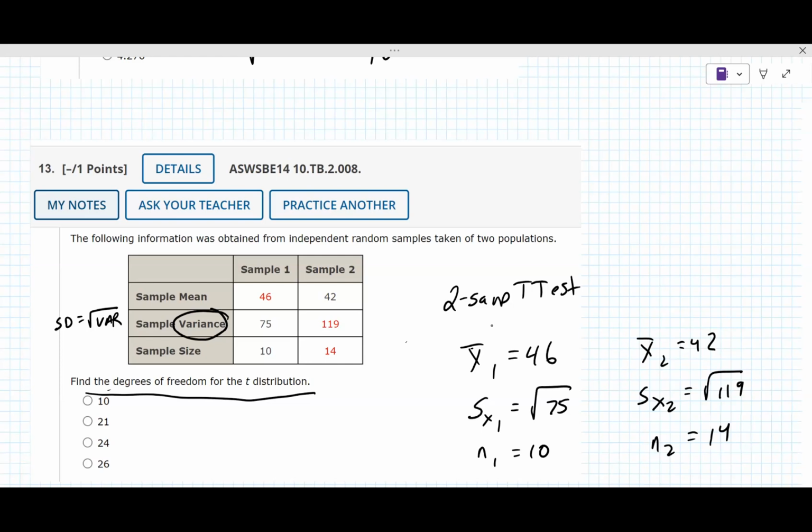I got 21.68. So 21.7. So they believe you round down on your degrees of freedom calculation. Give that a try. If that's not right, we'll do something different. That is correct.